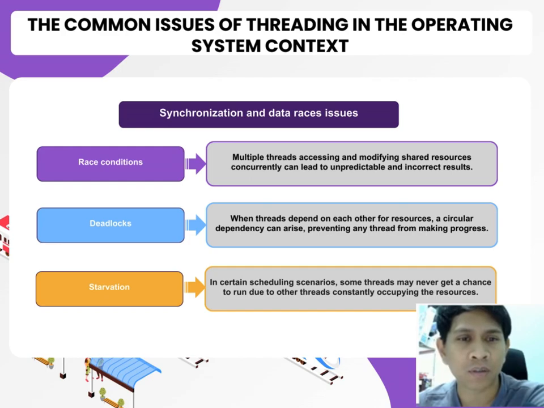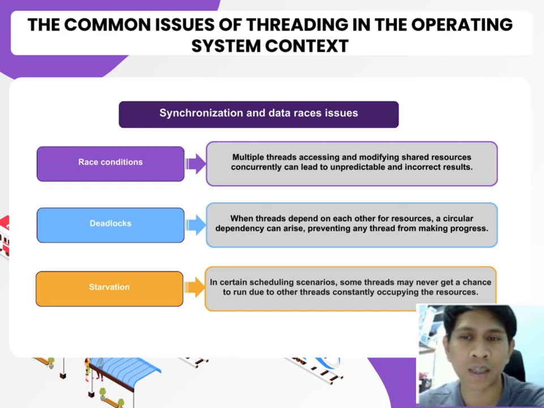Starvation. In certain scheduling scenarios, some threads may never get a chance to run due to other threads constantly occupying the resource. This can lead to unfairness and hinder program execution.